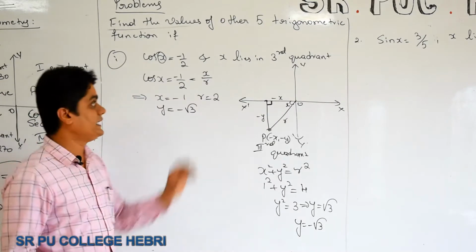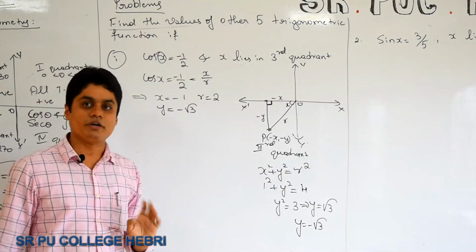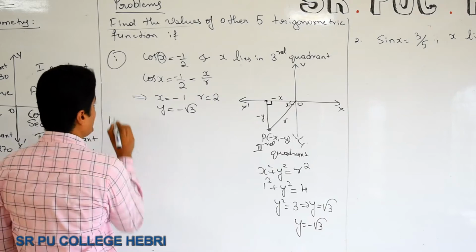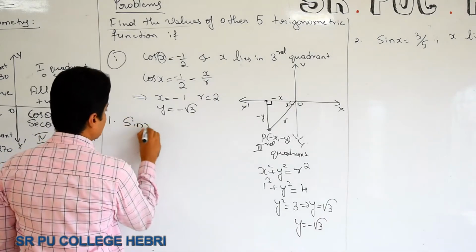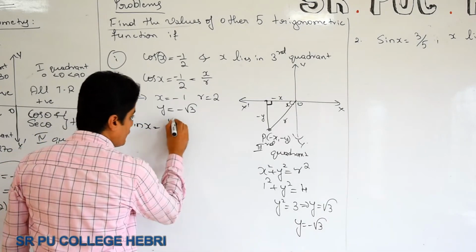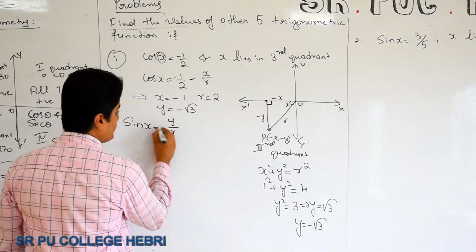Now we are going to write the remaining 5 trigonometric ratios. The first one, sin x. Definition of sin x is y by r. Here y is negative y.